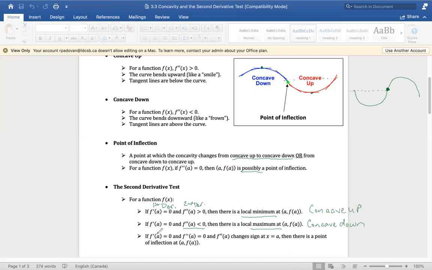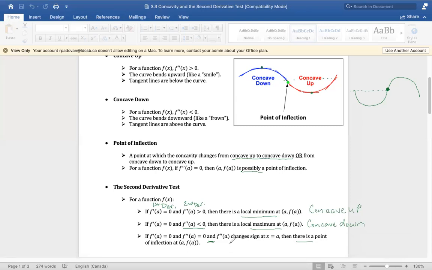And if I'm concave up, you can see that that would be a minimum point associated with that. If my first derivative at that x value of a is equal to 0, and my second derivative at a is equal to 0, so they both exactly equal 0, and if my second derivative at that x value of a changes signs at that point, then there is a point of inflection at that coordinate point. Don't worry, we will do an example showing this. To prove it, the first derivative is equal to 0, the second derivative is equal to 0, and the sign changes, so we'll see that in the chart.